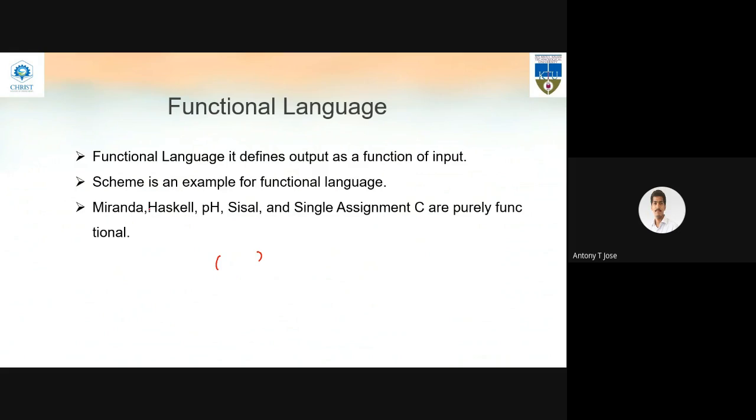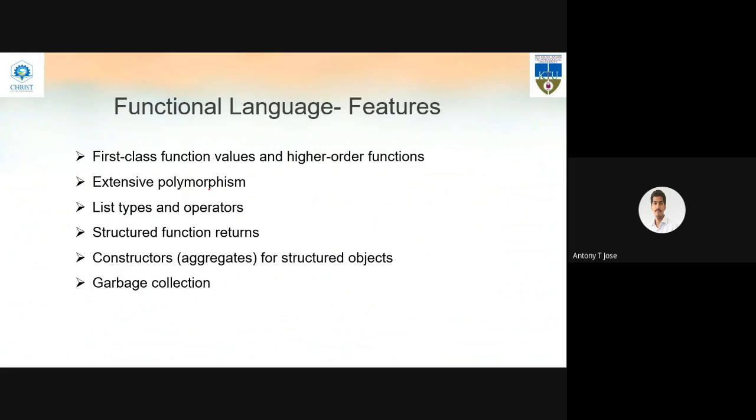Other purely functional languages are Miranda, Haskell, and so on. They are purely functional languages, but Scheme is not purely functional, though it is also a functional language. Some of the features of functional languages: first-class functions, higher-order functions, extensive polymorphism, structured function returns, constructors for structured objects, and garbage collection. We will be dealing with all this later. Now we will move to the basics of Scheme.